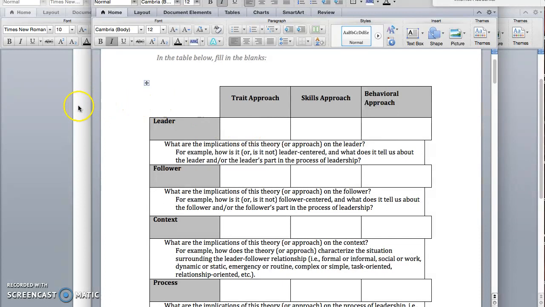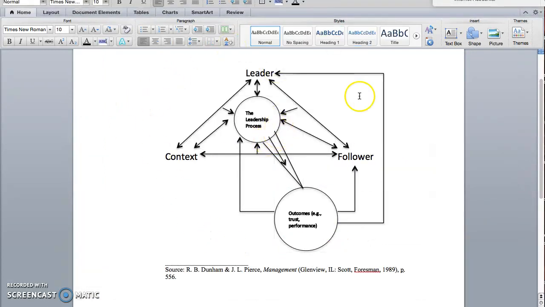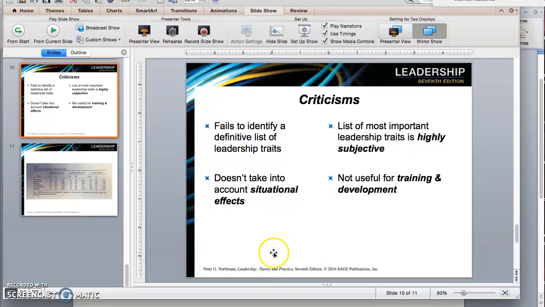And again, the trait approach, it's good. And it's one way of helping understand this process. Traits are vital and necessary, but it doesn't account for the whole process. So that is the trait approach.